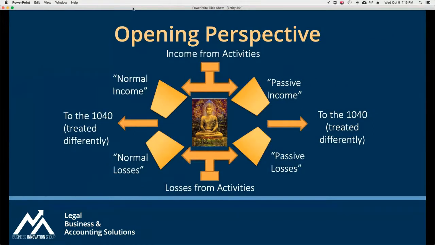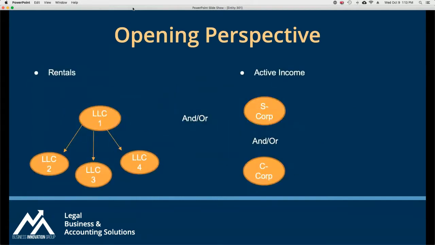This is just a visual representation of these different types of income. If you're falling more on the right-hand side of this, where we're talking about passive income and passive losses, that's not going to be very helpful for you today. We're going to focus on this normal income.